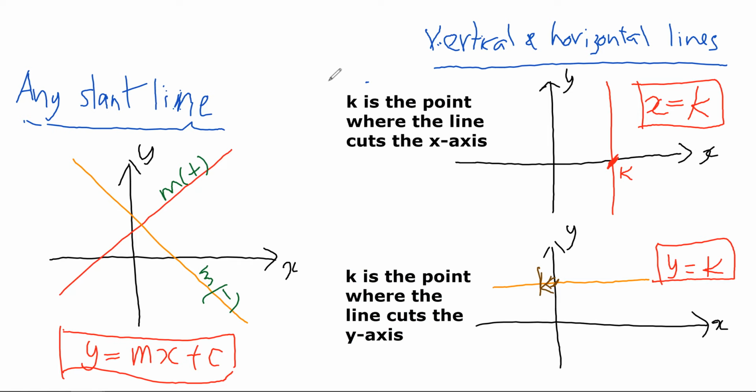So this is nothing new again. You know all this already. So just make a note of that. Copy this quickly. Let me know when you're done. So any slant line would actually have the whole y equals mx plus c form, but it reduces to x equals a number or y equals a number if your line is either vertical or horizontal.